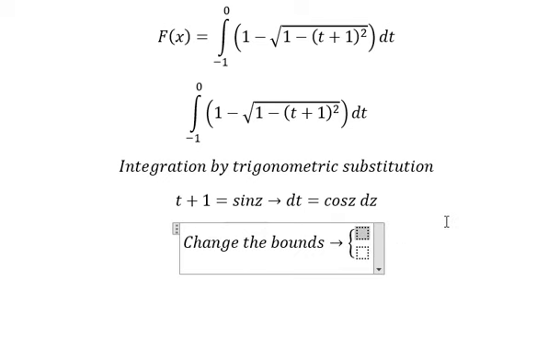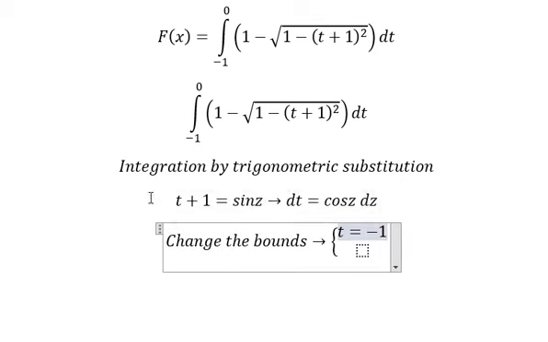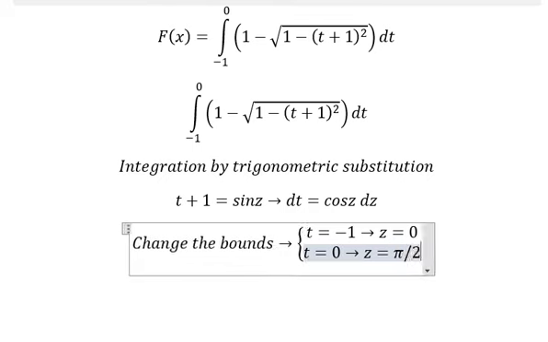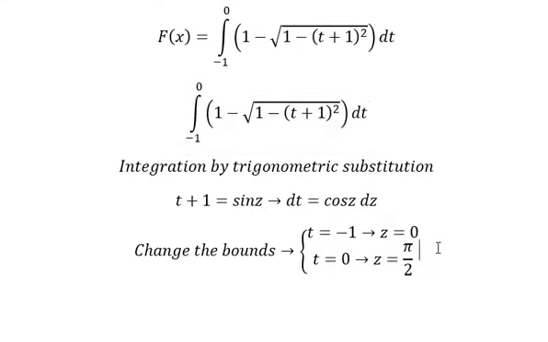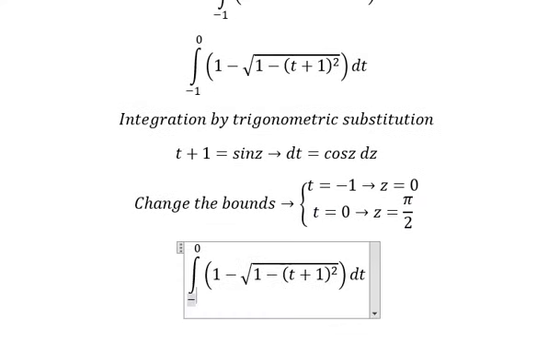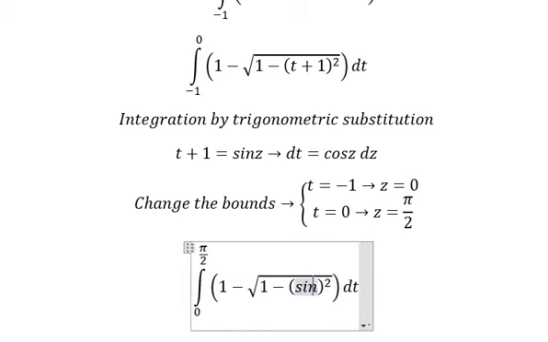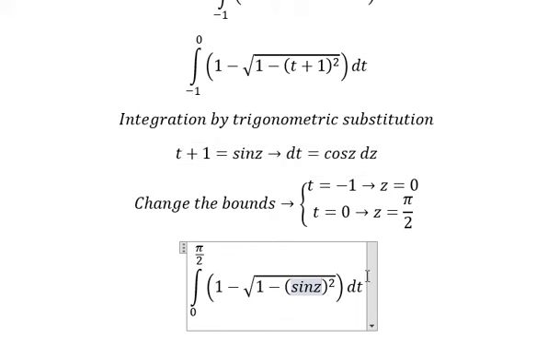So when t equals negative number 1, we put negative number 1 in here. So you get z equals number 0. So when t equals number 0, z equals pi over 2. Negative number 1 we change for number 0, and number 0 we change for pi over 2. t plus 1 we change for sin z. dt we change for cosine z dz.